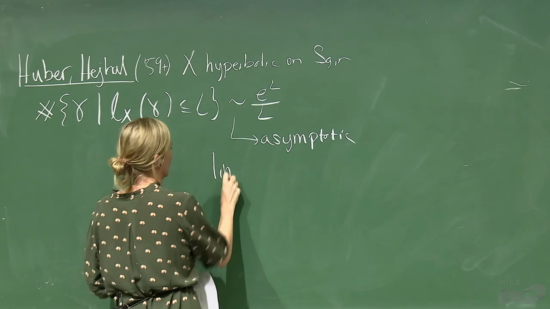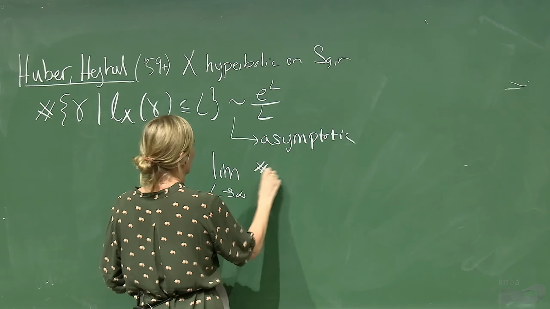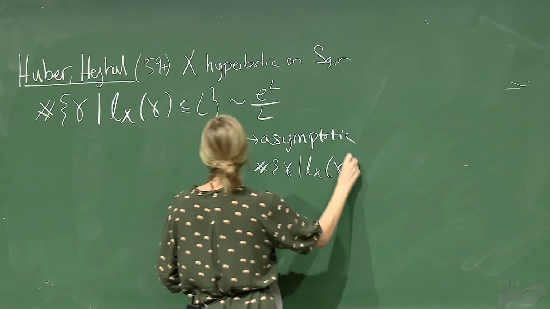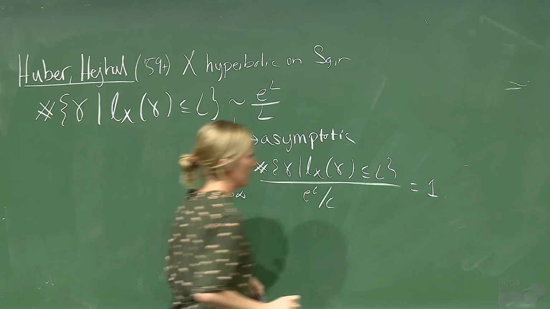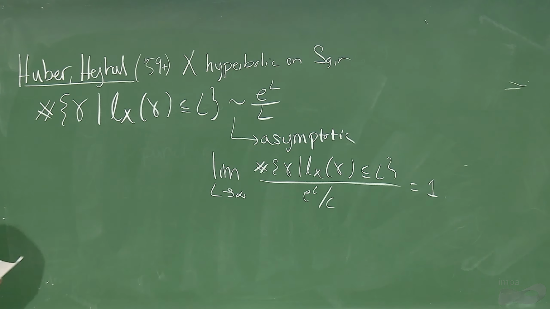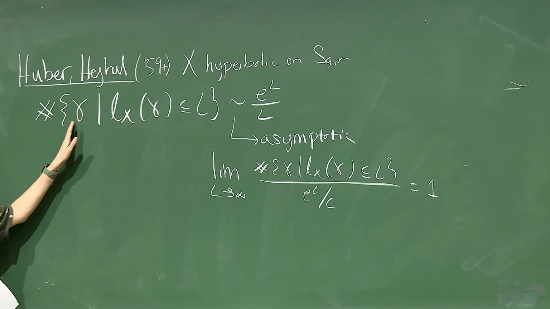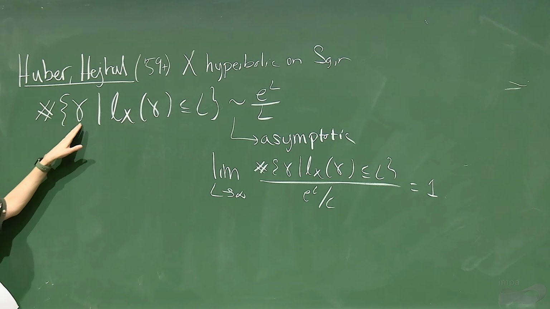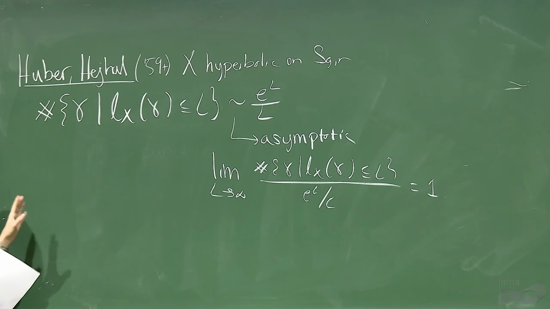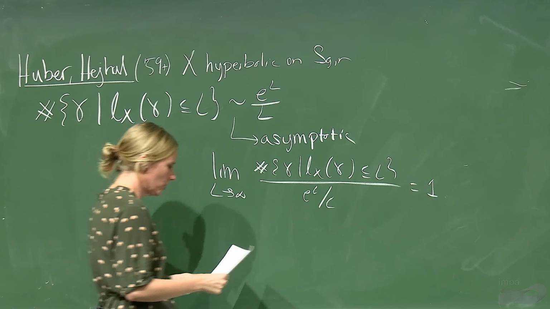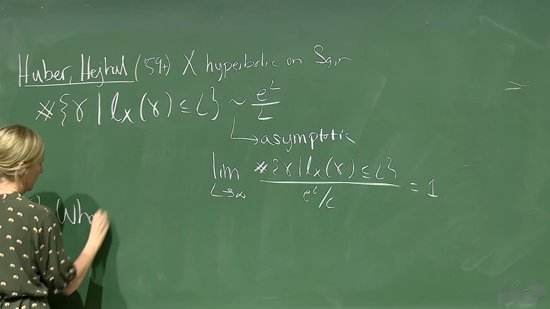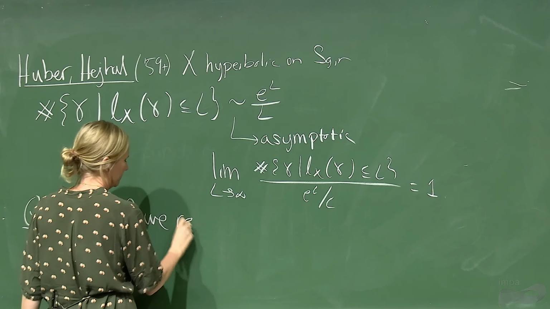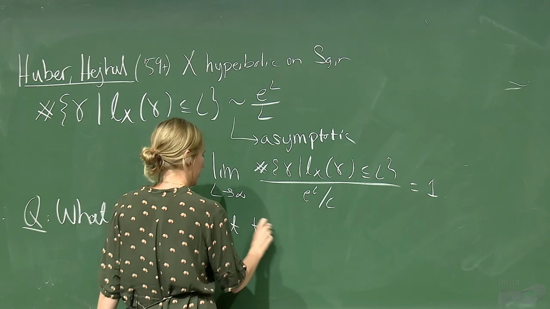meaning that the limit as L goes to infinity of the ratio of this is 1. But what we're going to talk about instead is to put some restrictions on our gammas, for example, say that it's not allowed to self-intersect, for simple ones. Or more generally, the question is, what if we restrict to fixed topological type?